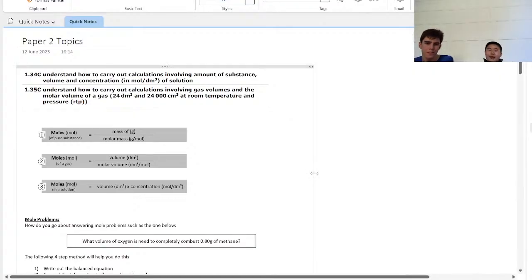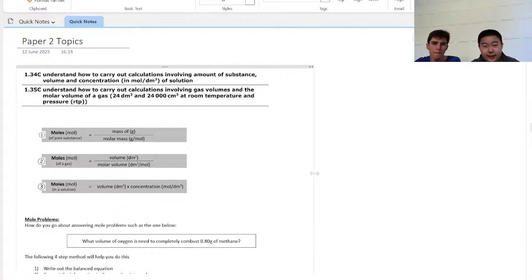So yeah, let's start. These are all the paper 2 topics, exclusive to paper 2, very likely to come up. So let's start with moles. You have to understand how to carry out calculations involving amount of substance, volume, and concentration. And again, if you have any questions, feel free to put them in the chat. We'll try to answer all of your questions.